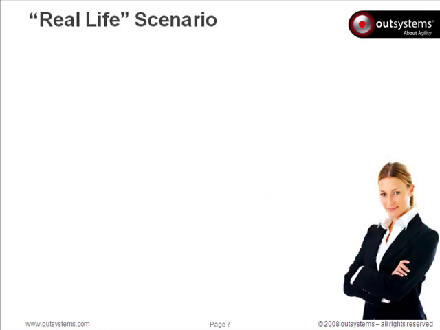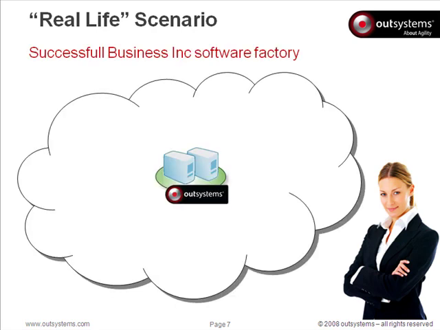Meet Jane. Jane is an OutSystems consultant who has implemented an OutSystems software factory at Successful Business Incorporated. In this factory, there are several applications that automatically send emails to customers and suppliers. In its daily activity, every time a user triggers an action that sends an email, the user is kept waiting until the email is sent. He has to wait, since the click of a button on the web screen, until the email sending process is actually finished.